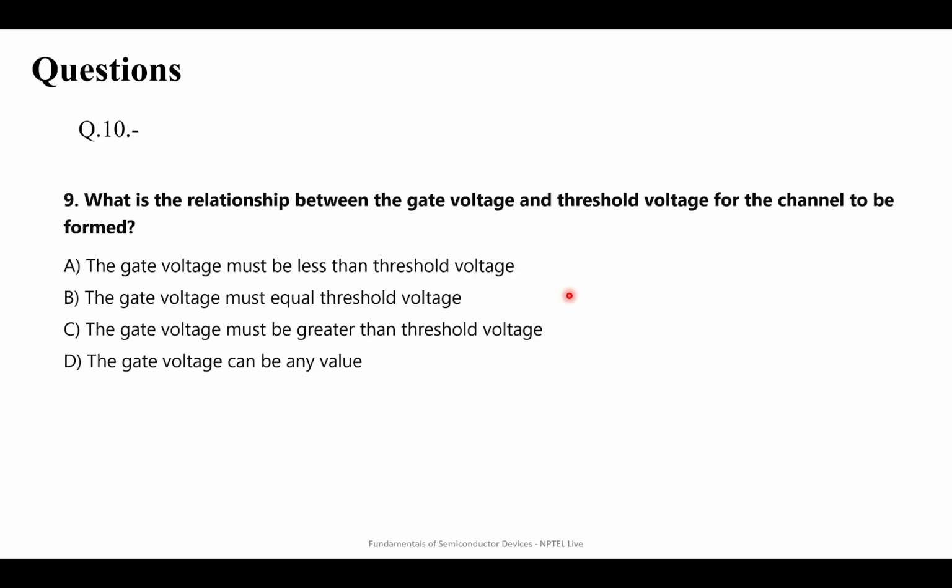So next question: what is the relation between gate voltage and threshold voltage for the channel to be formed? The gate voltage must be less than threshold voltage. The gate voltage must be equal to threshold voltage. The gate voltage must be greater than threshold voltage. The gate voltage can be any value.